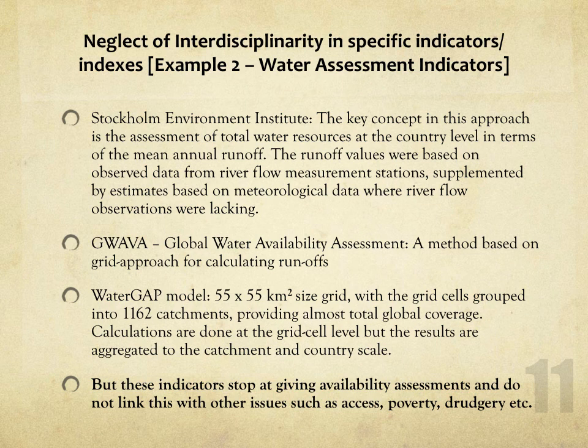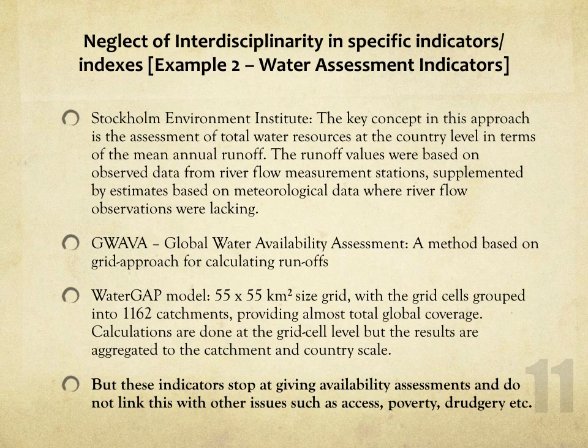The first example she talks about is a particular indicator developed by the Stockholm Environmental Institute, which is quite famous: the mean annual runoff. She says the key concept in this approach is the assessment of total water resources at the country level in terms of the mean annual runoff, and the runoff values were based on observed data from river flow measurement stations. I think some of this Purnanjali has used in her own dissertation.